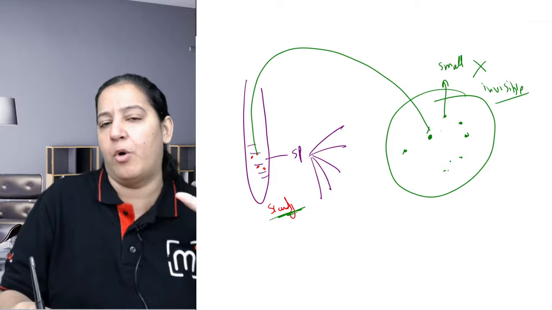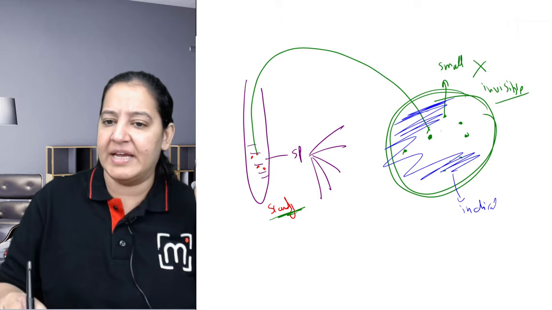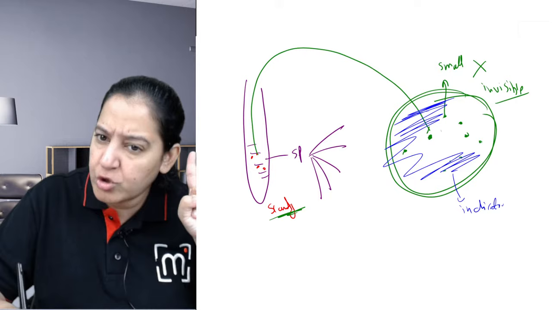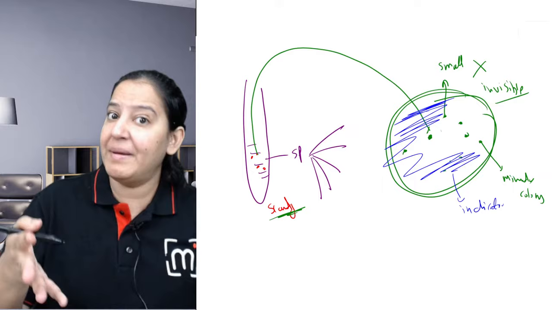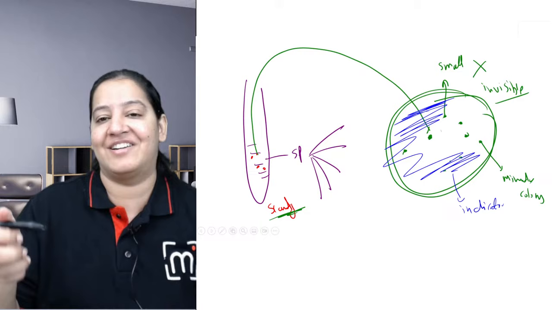So what we do in this culture media, in the background, I will add some indicator. That is known as indicator media. What does the indicator do? As soon as even a minute colony is formed, it will change the color to let me know that growth has already arisen. Although the colony is invisible, the change of color will indicate that the growth is taking place. You got my point? That is the meaning of indicator media.